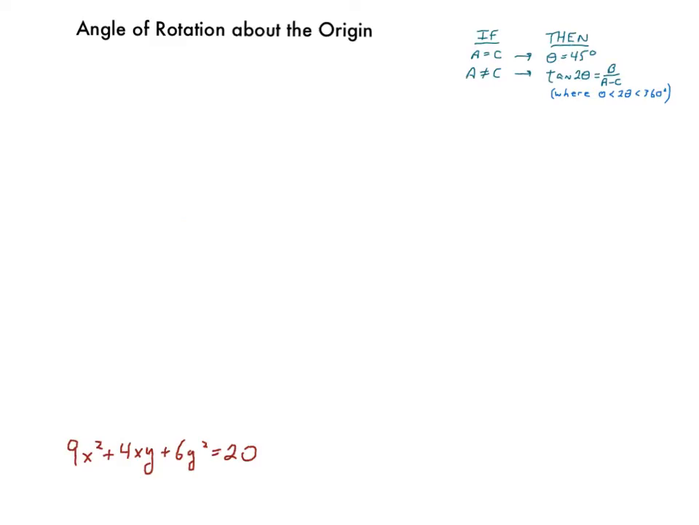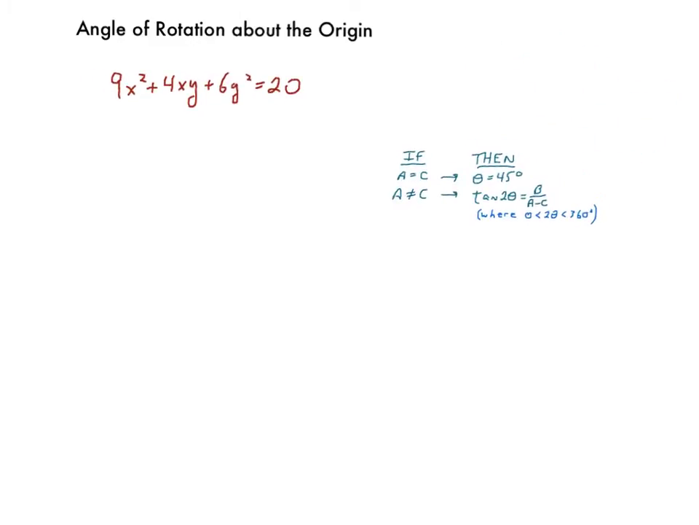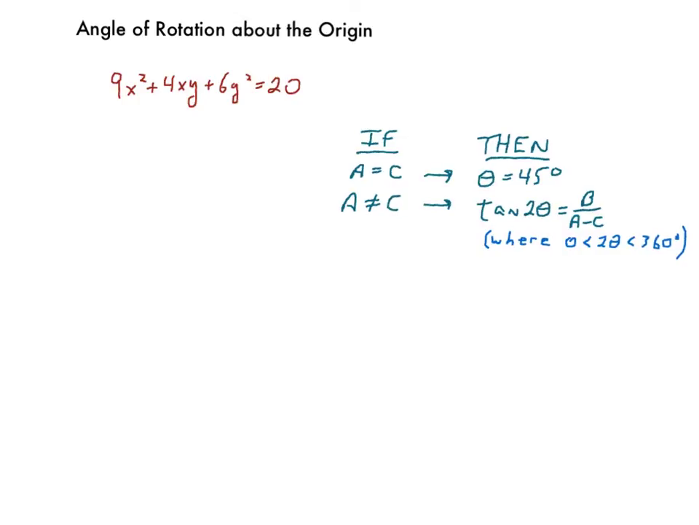All right, what if we're asked to work the other way now? What if we're given the equation and we're asked to find the angle of rotation about the origin? Okay, well, let's do that. Here is what we need to follow. Before we talk about that, let's remind what A, B, and C are. So in general form, ax squared plus bxy plus cy squared. So that's what we need, A, B, and C. In this case, A is 9, B is 4, and C is 6.